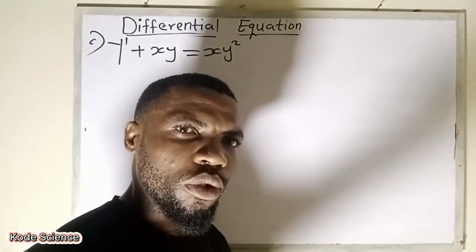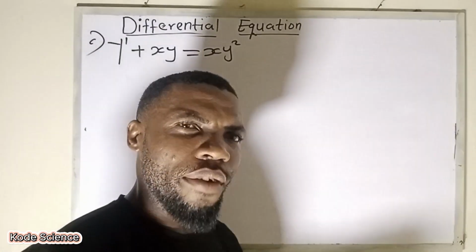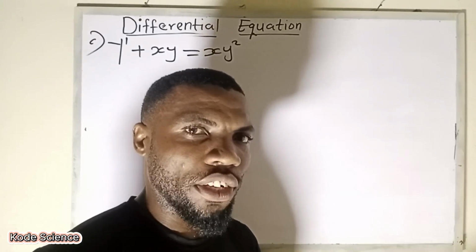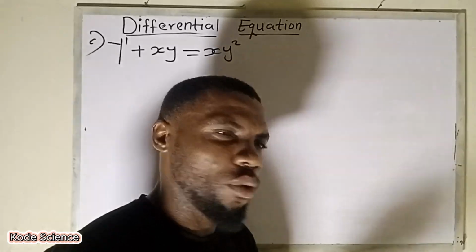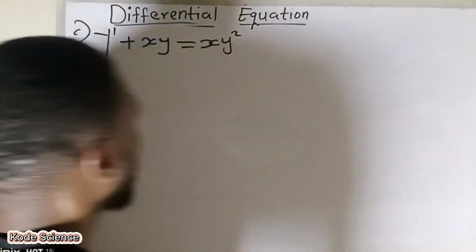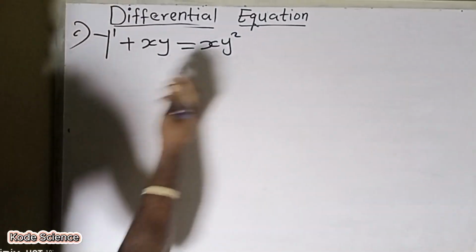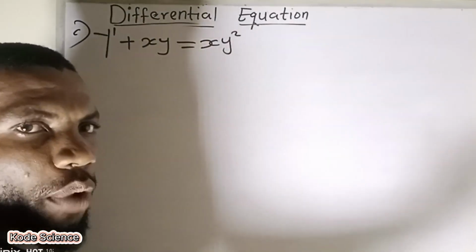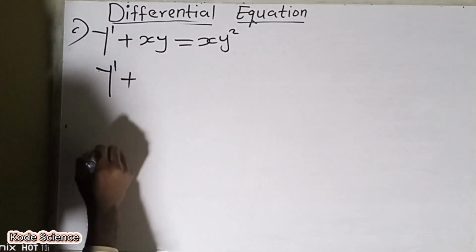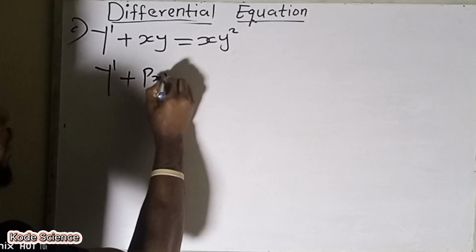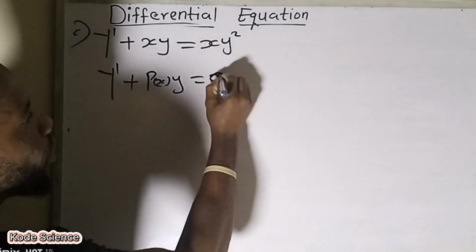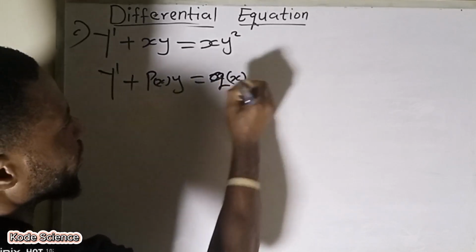By the end of the video, you will understand if a differential equation is a Bernoulli differential equation or a linear differential equation. Now, at this point, let's compare with the linear equation that we all know. We have it as y prime plus p of x y is equal to q of x.